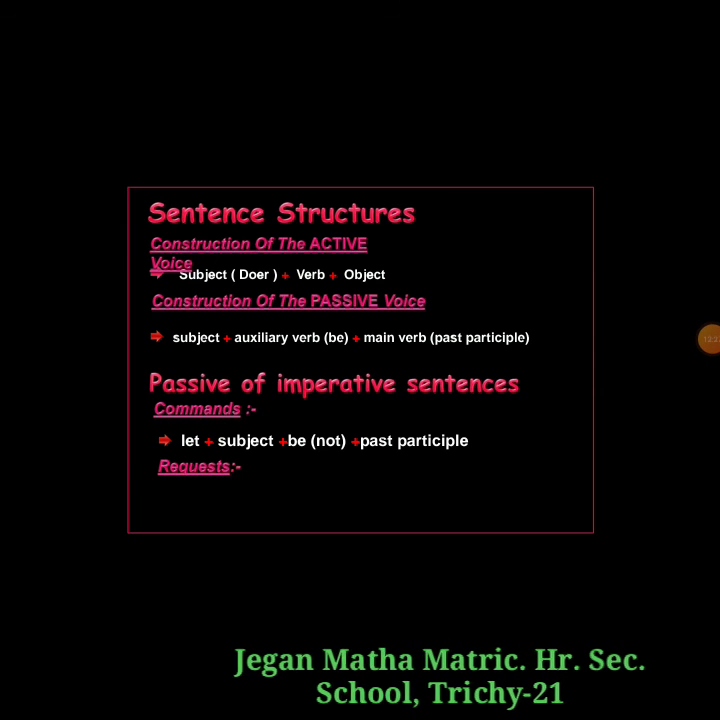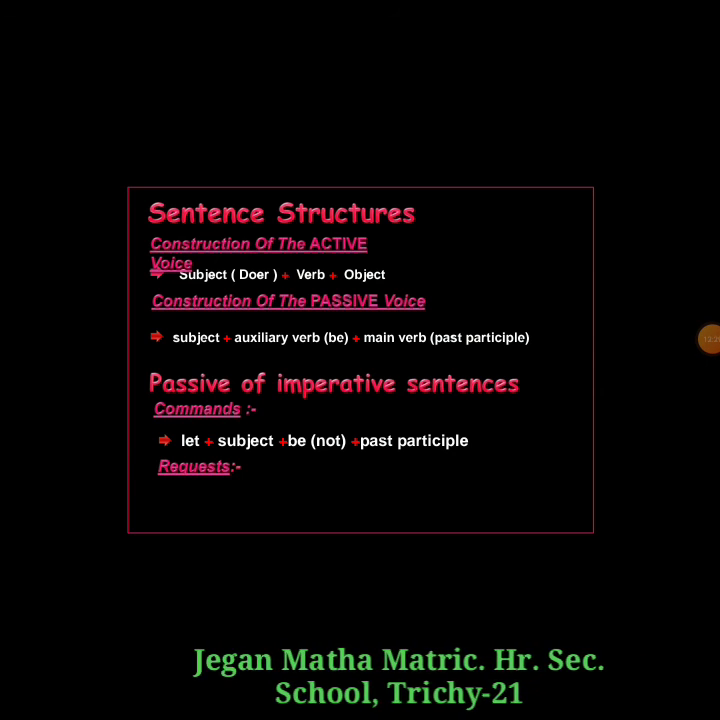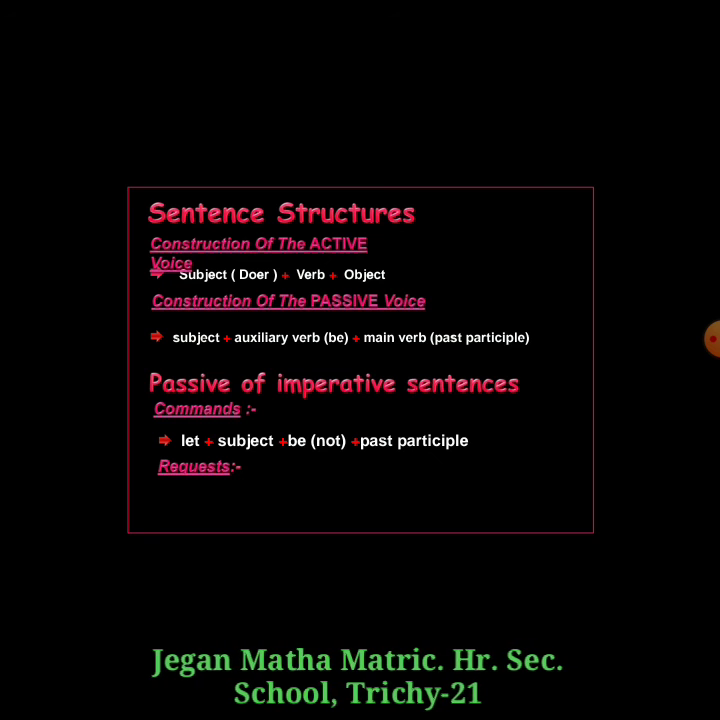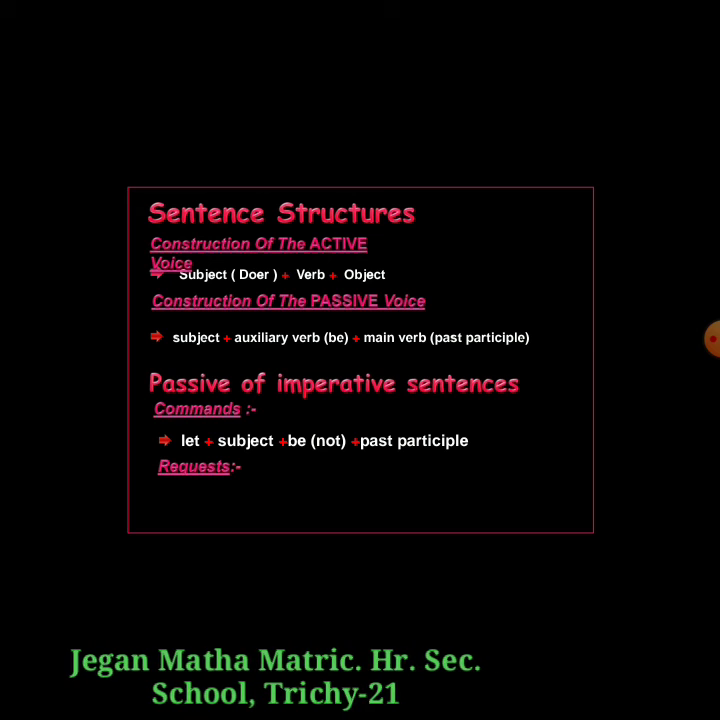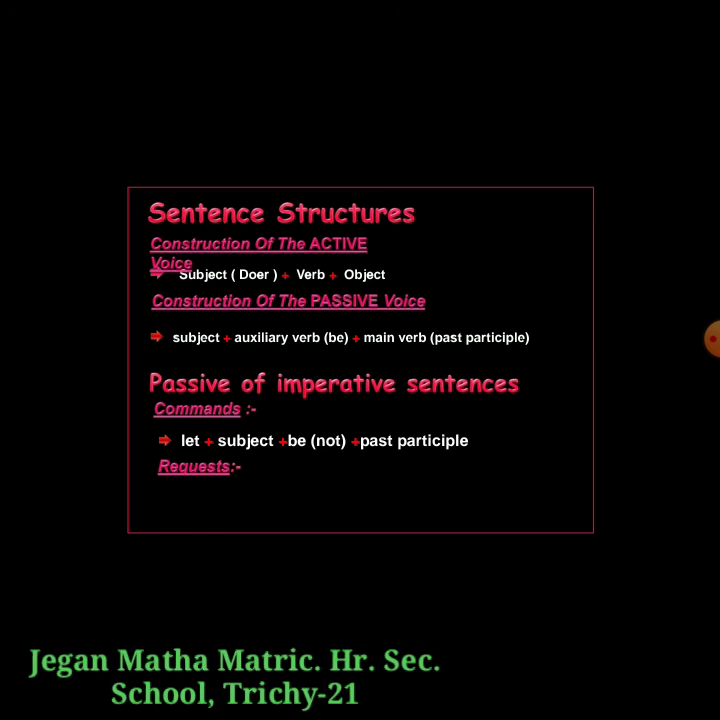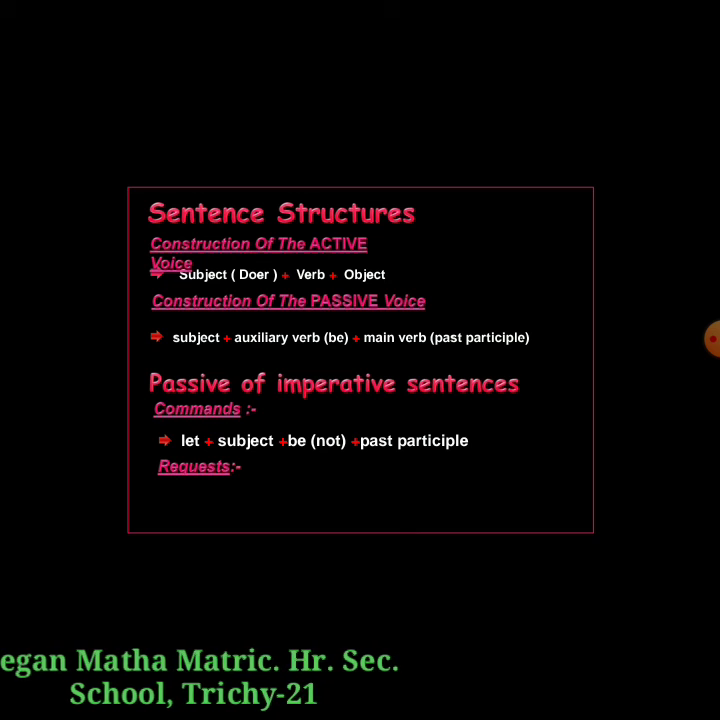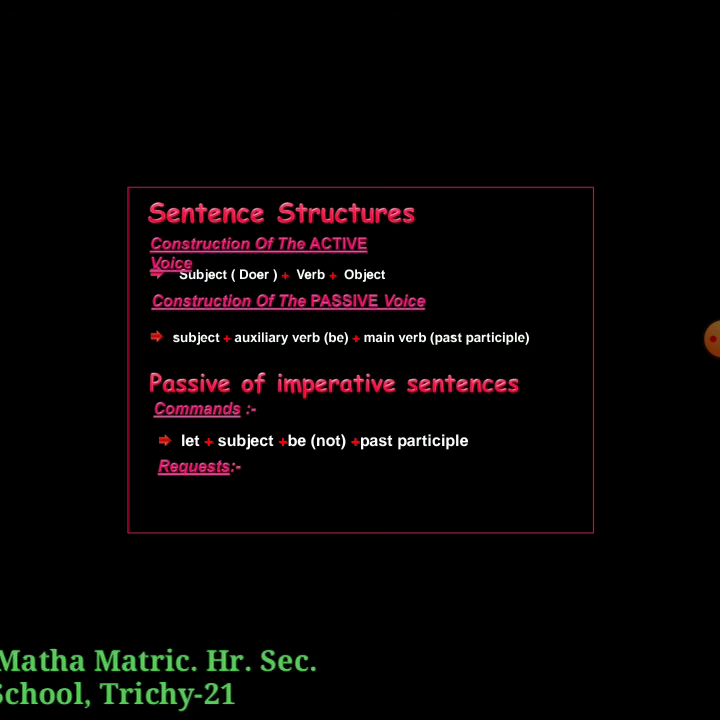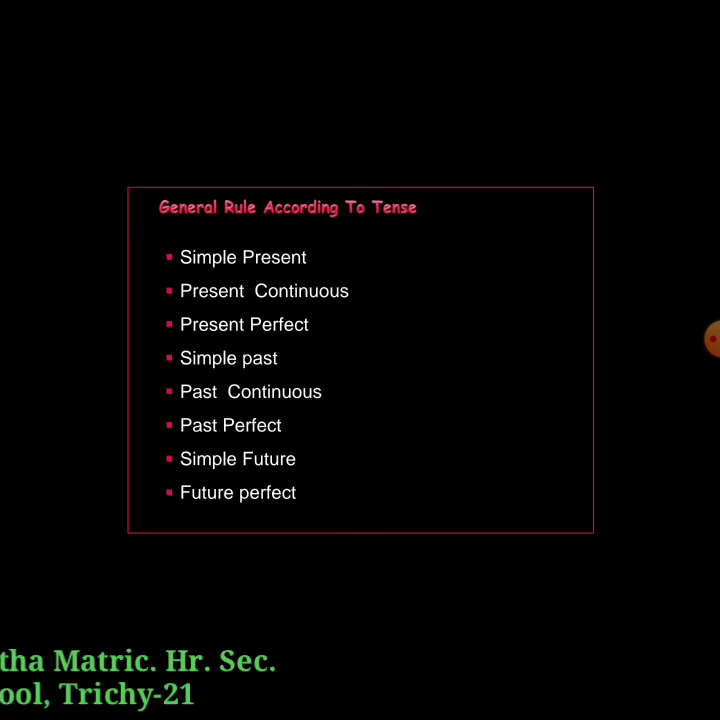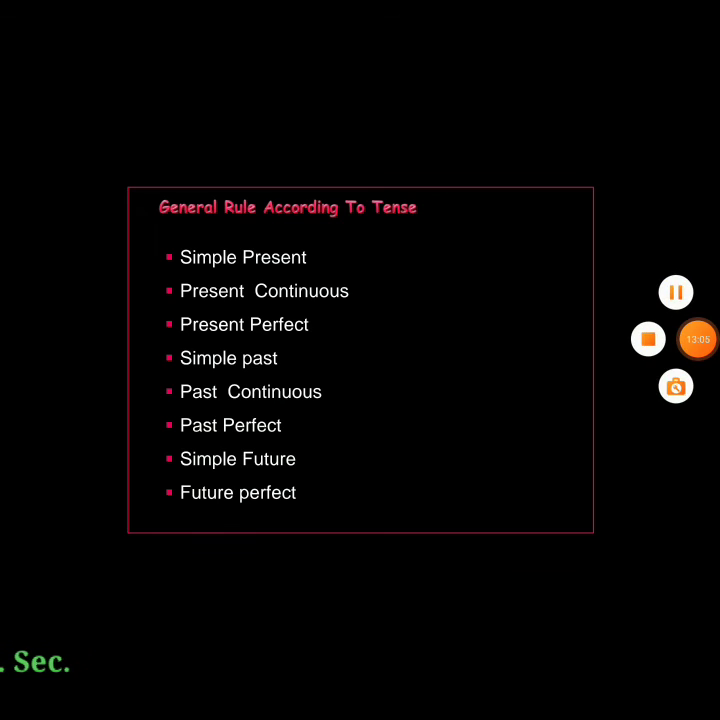Sentence structure: construction of the active voice is subject plus verb plus object. Construction of the passive voice, what did we learn? We just have to review: subject plus auxiliary verb be plus main verb in the past participle. Passive of an imperative sentence: at the beginning of the sentence, let plus subject plus be plus past participle. Okay, general rule according to tense: simple present, present continuous, present perfect, simple past, past continuous, past perfect, simple future, future perfect. Thank you.